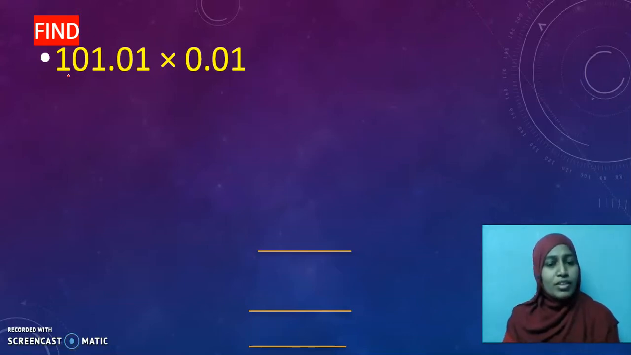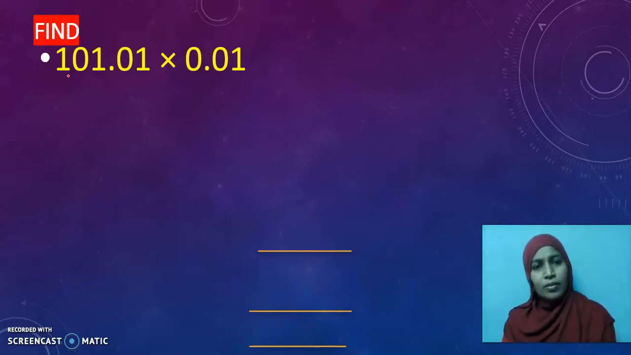Forget the decimal point. There are no powers of 10, so I am not going to shift any numbers. What numbers are there? If I forget the decimal point, I have 10101. If I forget the decimal point in the other multiplicand, what do I have? 0001. What is 0001? It's just 1. So multiply by 1 and give me the answer.